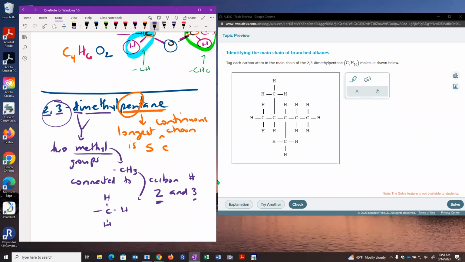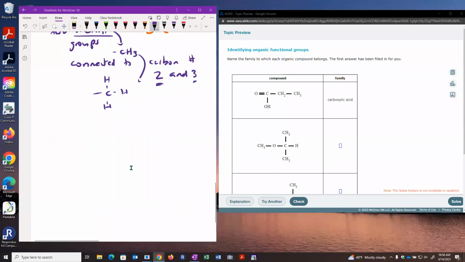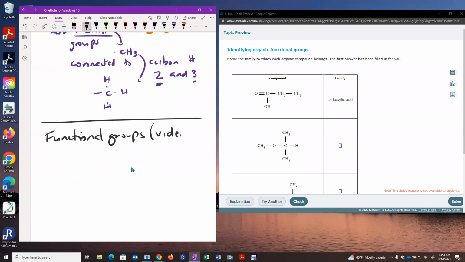All right, so you need to be able to establish the longest continuous carbon chain when we name our organic compounds systematically. All right, then we're going to take a look at identifying organic functional groups. Okay, so again, make sure you watch the last video in the week 9 videos. It says name the family to which each organic compound belongs. First answer has been filled in.